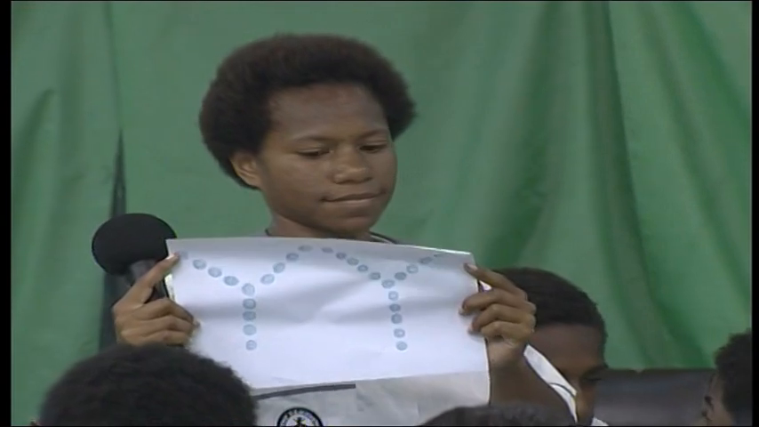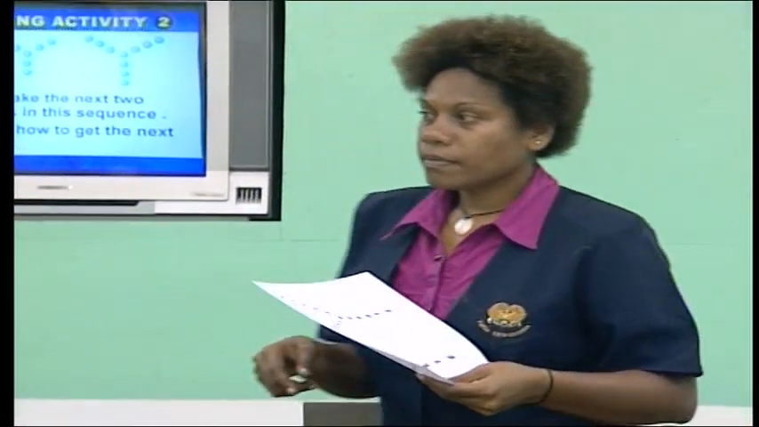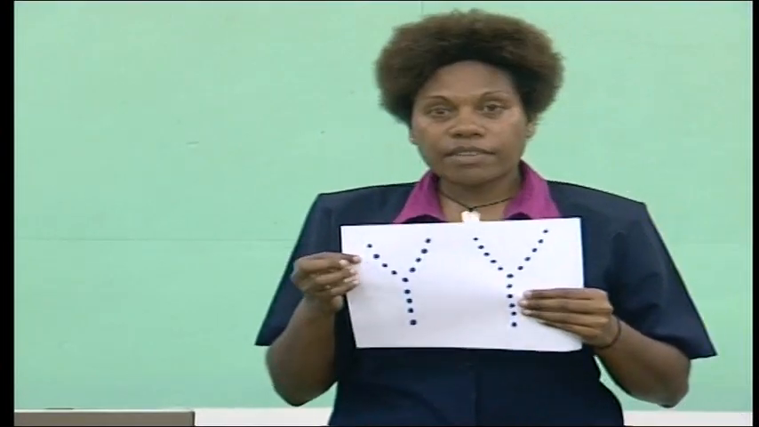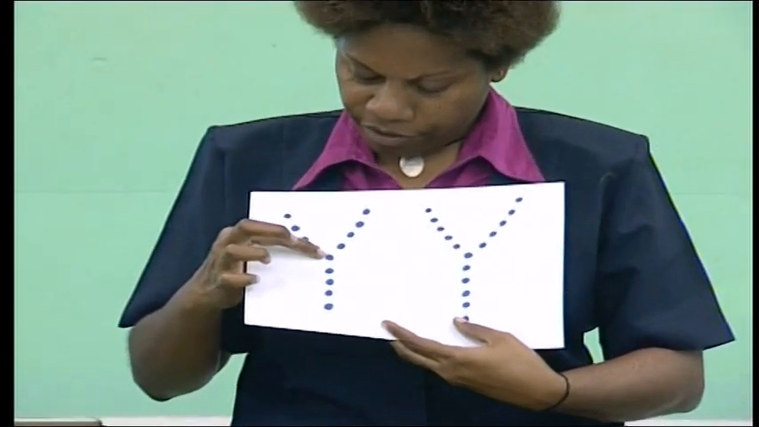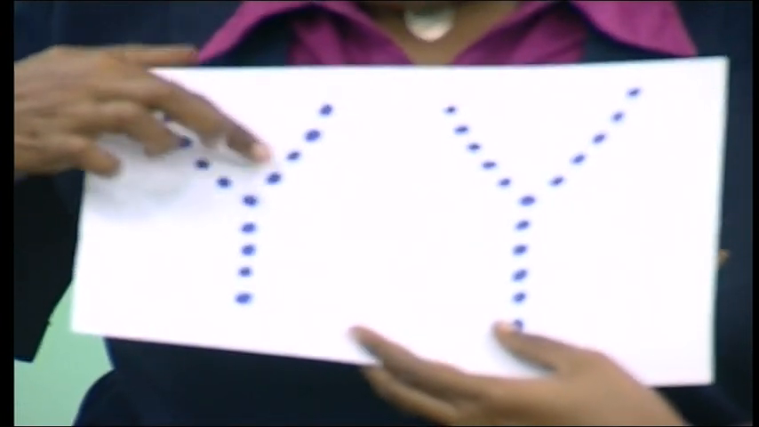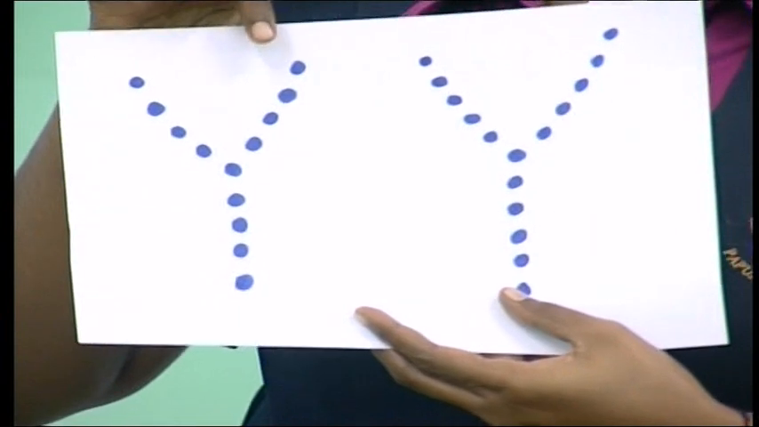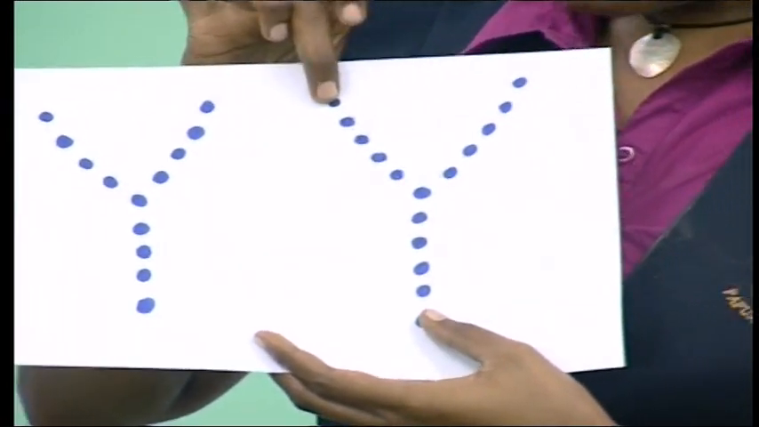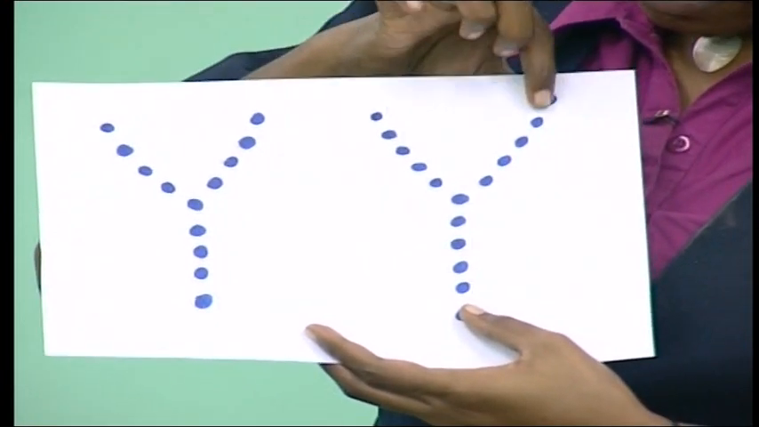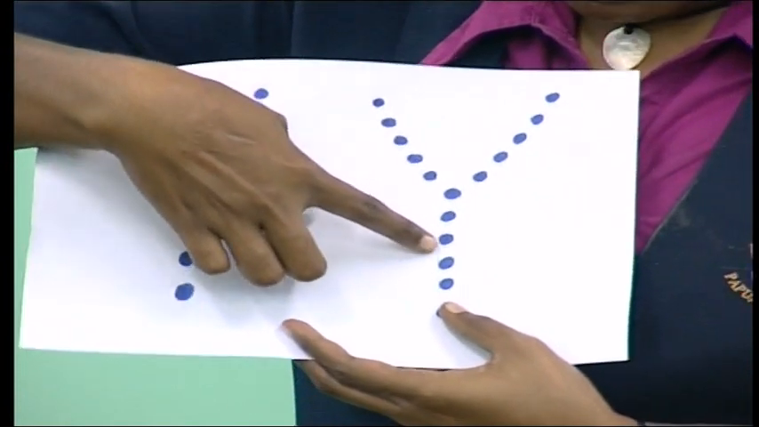So the first one, how many dots in that one? 13. Okay, the others, did you get 13? Yes. Okay, what about the next one? 16. So make sure you count, like this one here, receiving students. 1, 2, 3, 4, 5, 6, 7, 8, 9, 10, 11, 12, 13. Okay, 13. The next pattern, how many did we say? 16. 1, 2, 3, 4, 5, 6, 7, 8, 9, 10, 11, 12, 13, 14, 15, 16.